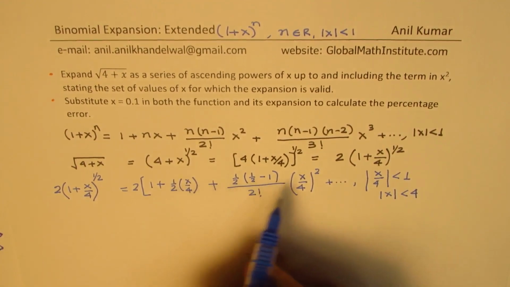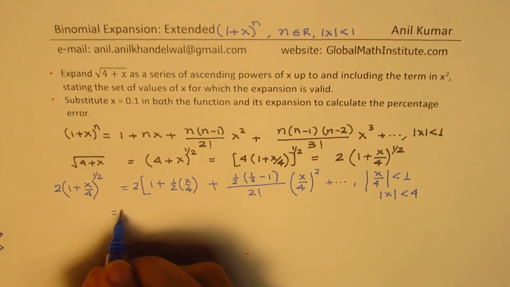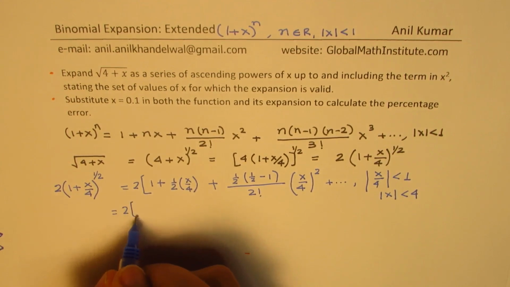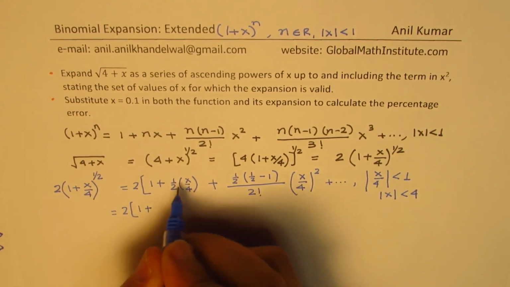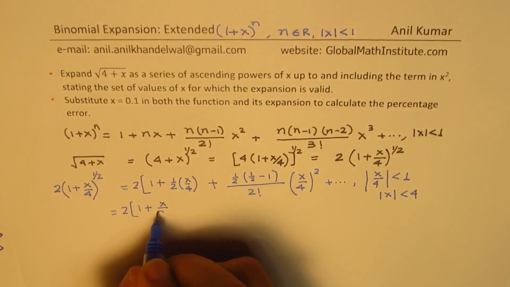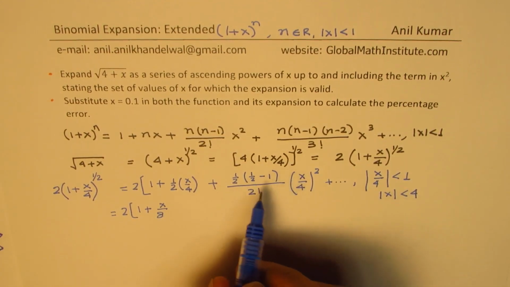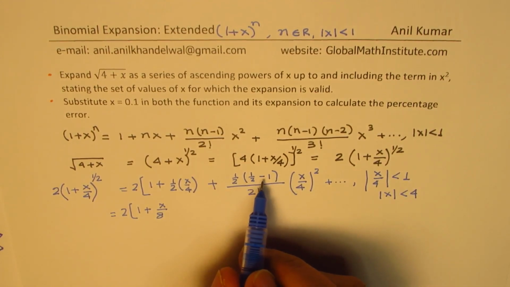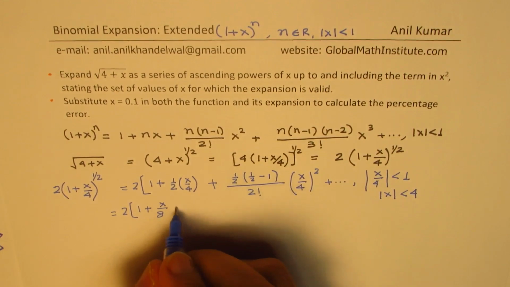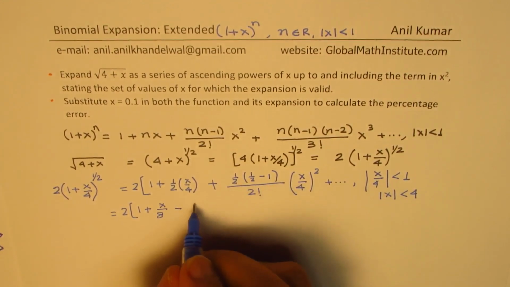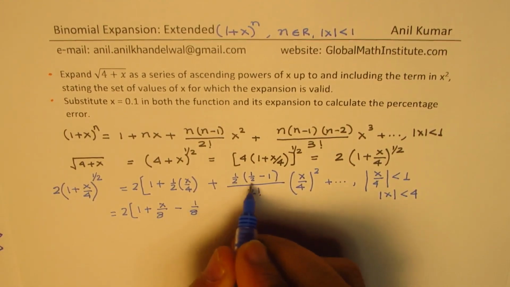Okay, let's try to calculate what we have here. So we get this as 2 times 1 plus x over 8, and here we get half minus 1 is minus half, so we get here minus 1 over 8, right?